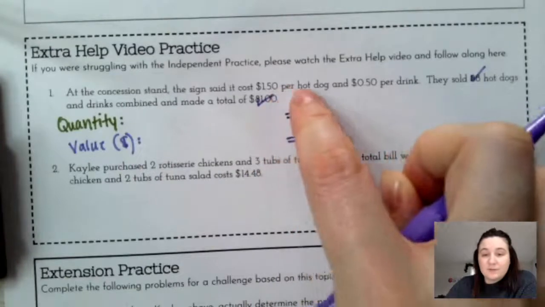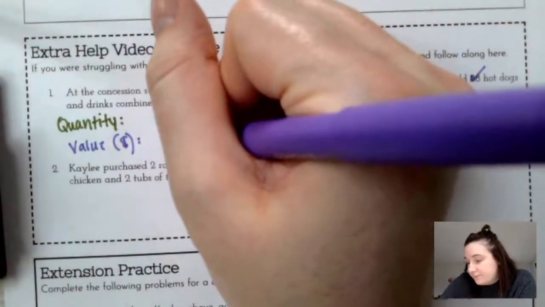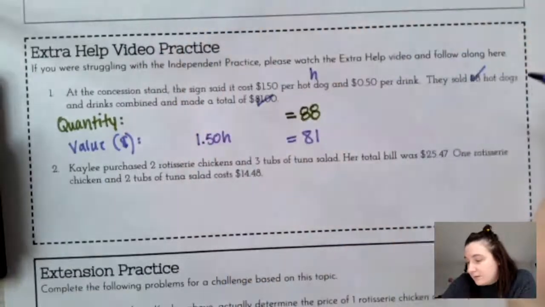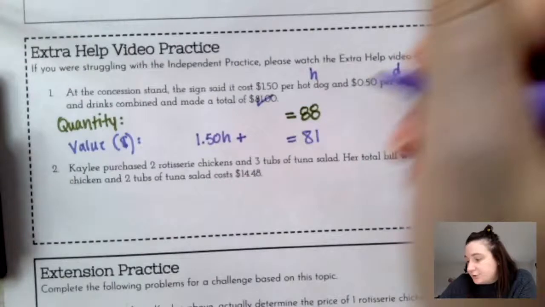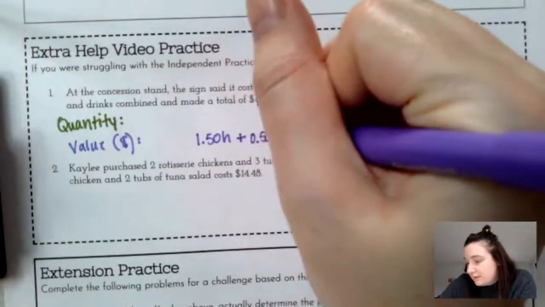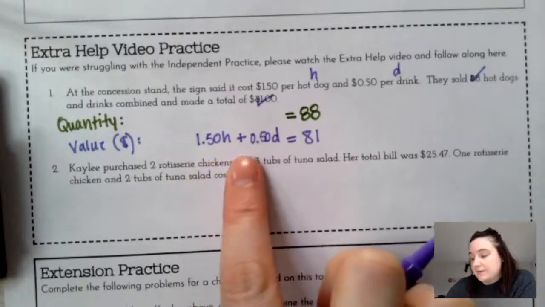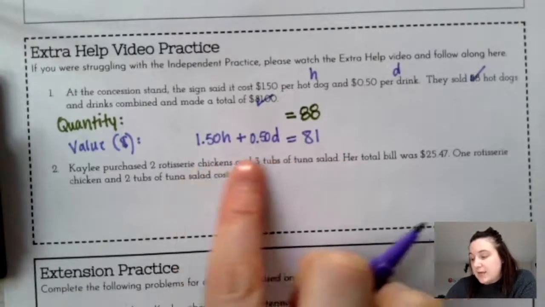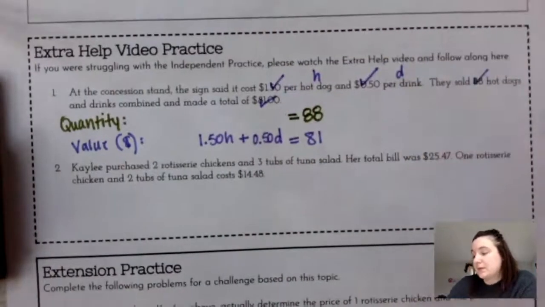So it's $1.50 per hot dog. I'm going to use H for hot dog. Plus the 50 cents per drink should equal 81. So if they're selling hot dogs for $1.50, drinks for 50 cents, if we add all of those together, we should get the $81.